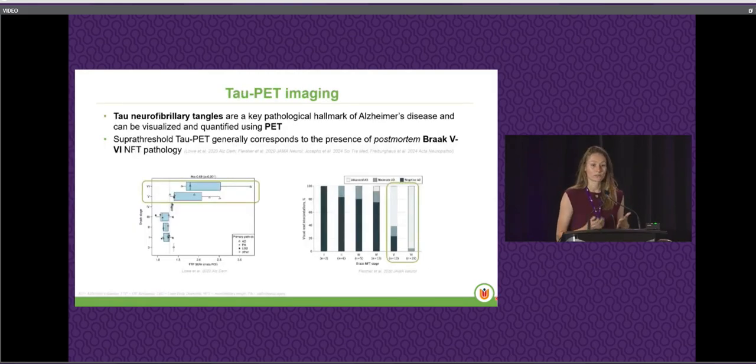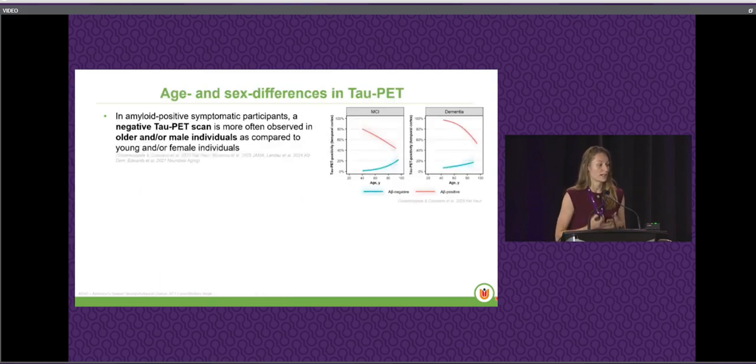So tau neurofibrillary tangles are a key pathological hallmark of Alzheimer's disease, and we can visualize and quantify them using PET. Previous studies looking into the neuropathological correlates of flortaucipir have shown that suprathreshold tau PET generally corresponds to the presence of postmortem Braak 5-6 pathology, of which you've also just seen one of the figures in the presentation before me. So if you have a positive tau PET scan, this generally reflects the presence of widespread tangles in the brain.